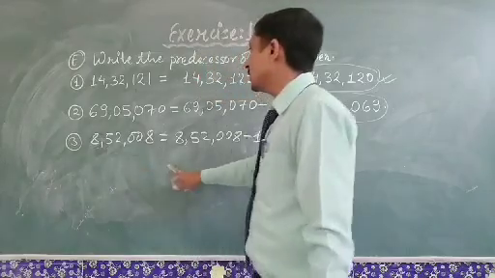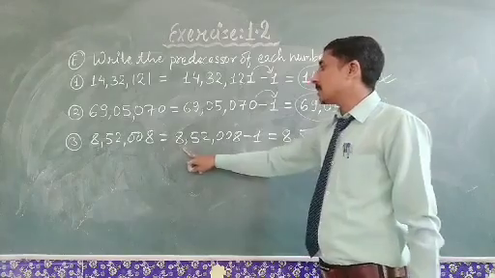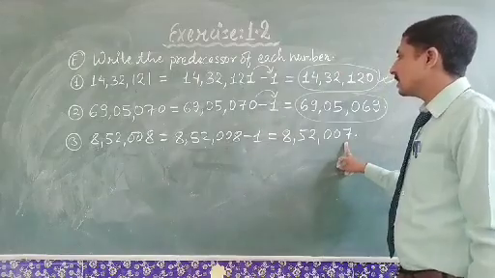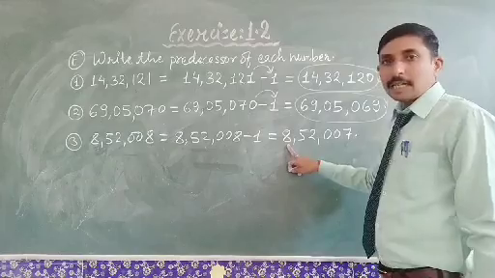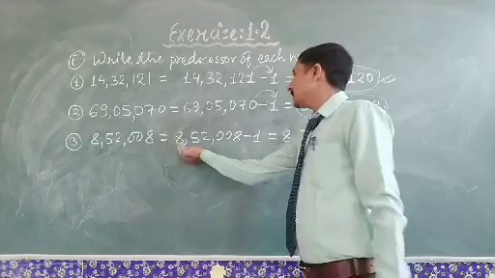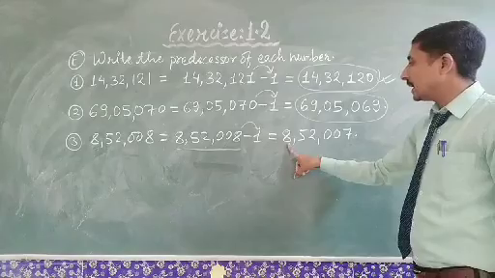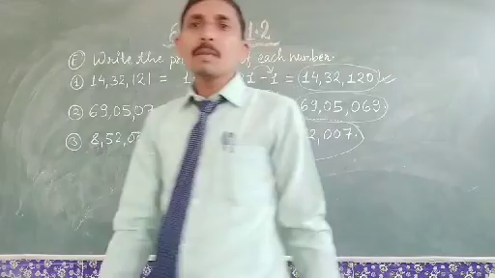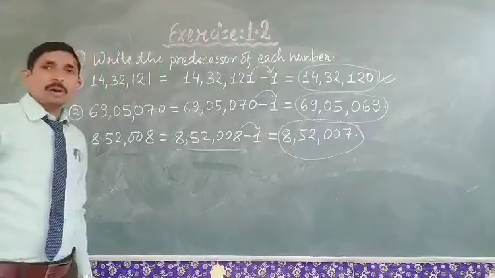Now question number 3. In question number 3, the question is 8,52,008. Now subtract 1 from it. When we subtract 1 from 8,52,008, we immediately get the answer, that is the predecessor. That means 8,52,007. So in this way, by subtracting 1 from the given number, we get the predecessor of all the numbers.